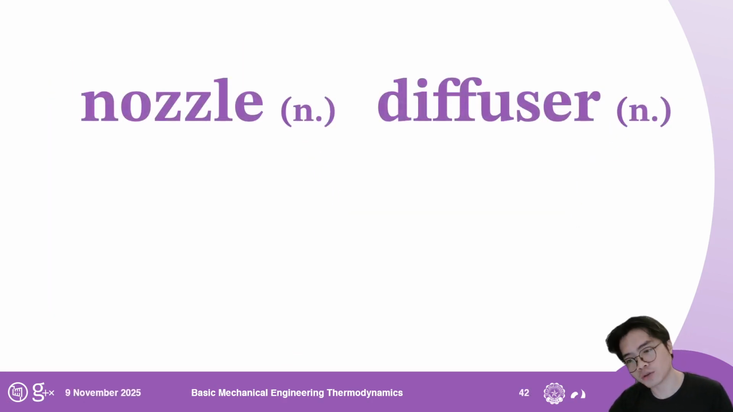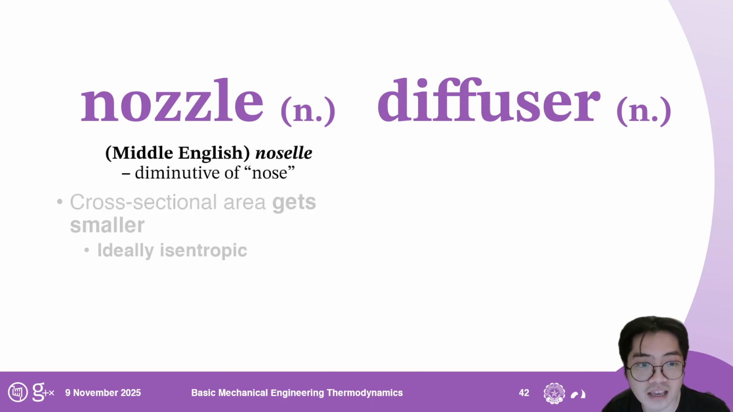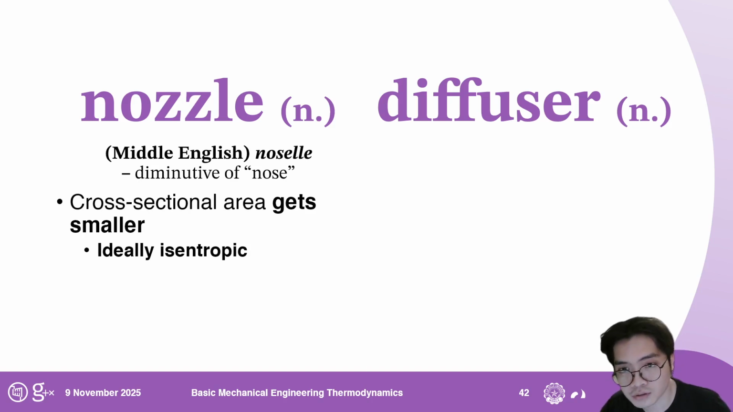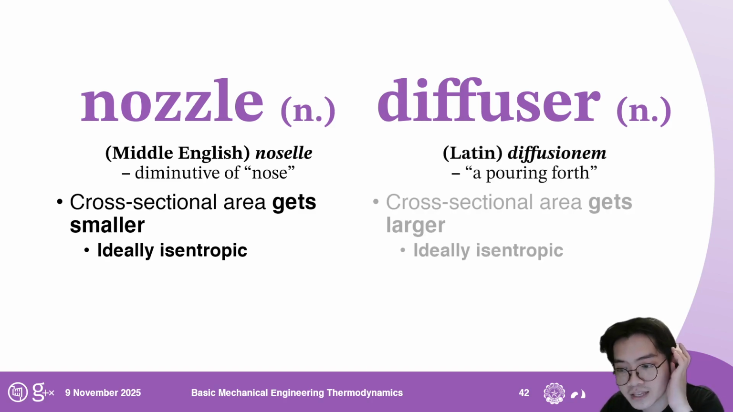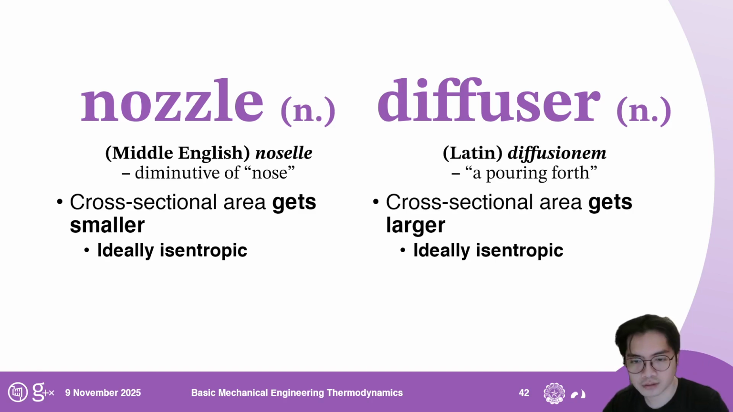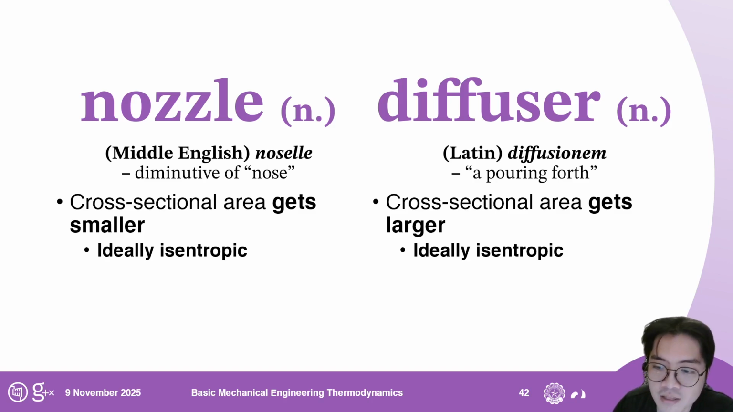And now we go to the cousins, closely related members of the pipe family, which are the nozzle and the diffuser. These are just pipes wherein their cross-sectional areas change. For the nozzle, it gets smaller as the fluid flows, and for the diffuser, it gets larger as the fluid flows. Both of these are ideally isentropic, in the sense that the fluid flows through so quickly that no heat is transferred into or out of the pipe.